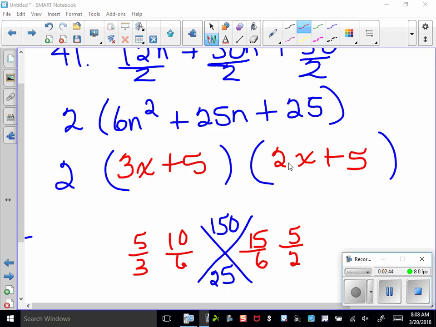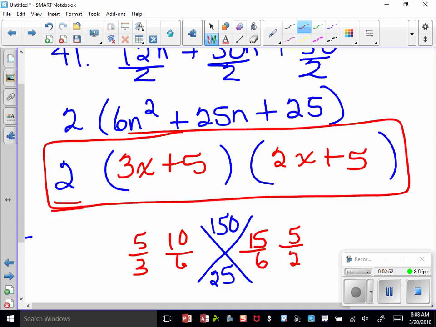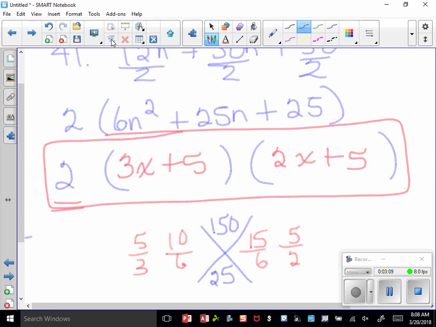Okay, now you do have to make sure in your final answer that you have this 2 on the outside. So if you don't, your answer would not be correct. Okay, so all of that is the answer, including you have to show that there was a GCF taken out at the very beginning. Okay, all right, let's do one more of these, and then we're going to get into some special cases for factoring on the next page.